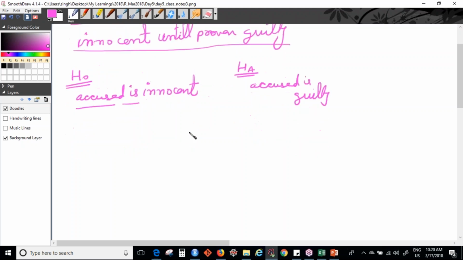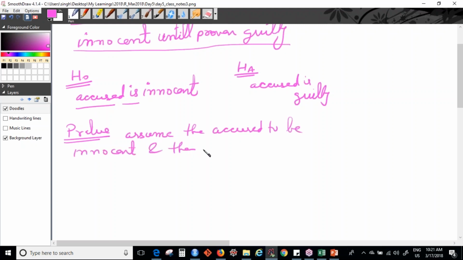Okay, and then what we do is we find the p-value. What is the p-value? We assume the accused to be innocent, and then find the probability of him committing the crime. Then we find the probability.